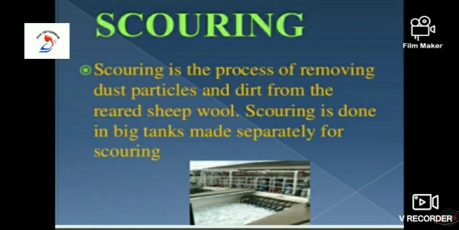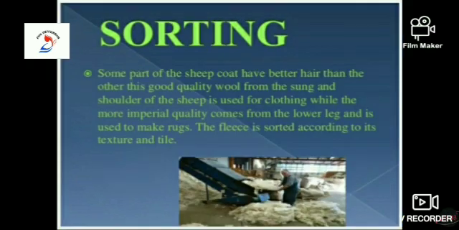And the next step is dyeing. That is sorting, which I said before. Some parts of the sheep's coat have better hair than others. This good quality wool from the neck and shoulder of the sheep is used for clothing, while the inferior quality comes from the lower leg and is used to make rugs. The fleece is sorted according to its texture and tail.